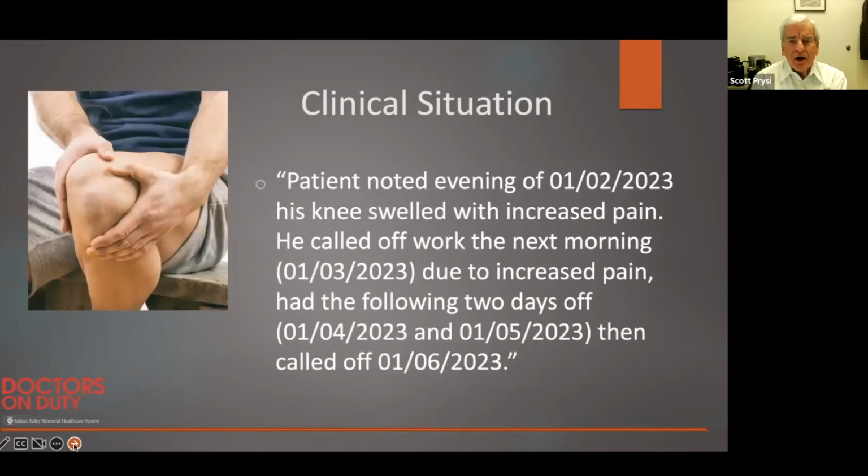So he noted on the evening of the injury that his knee swelled with increasing pain. He called off work the next morning, the 3rd, because of the pain. Then he had the following 2 days off, the 4th and the 5th, and then he called off on the 6th, and that was the day that he came into the clinic. Next slide.